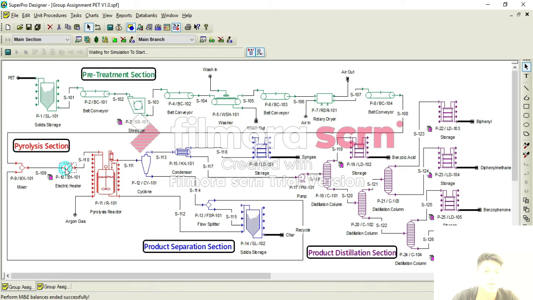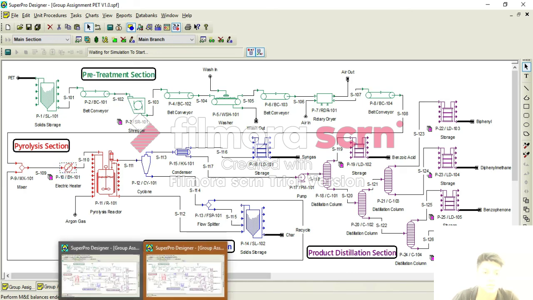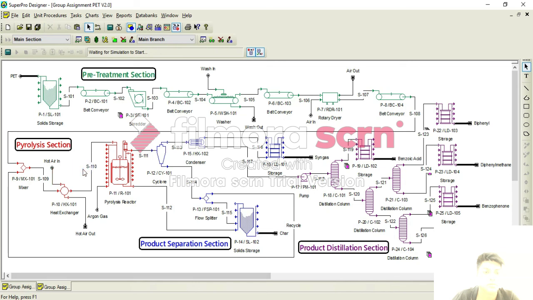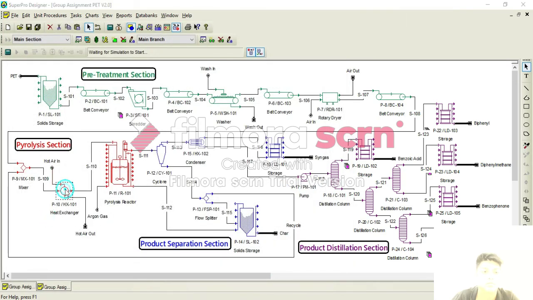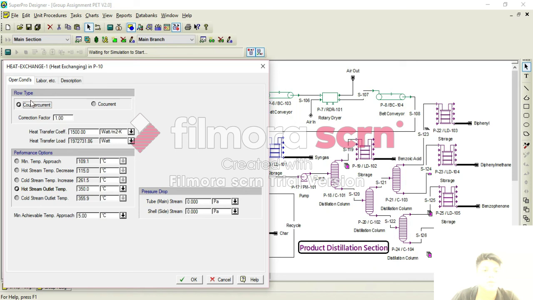For heat integration, the electric heater was replaced by a heat exchanger. In order for the heat exchanger to work, hot air was supplied to the heat exchanger at the shell side. Hot air was supplied at a temperature of 465 degrees Celsius and at a flow rate of 500,000 tons per year. The flow inside the heat exchanger was set to countercurrent, and the performance of the heat exchangers was determined by hot stream outlet temperature, which is set at 350 degrees Celsius.